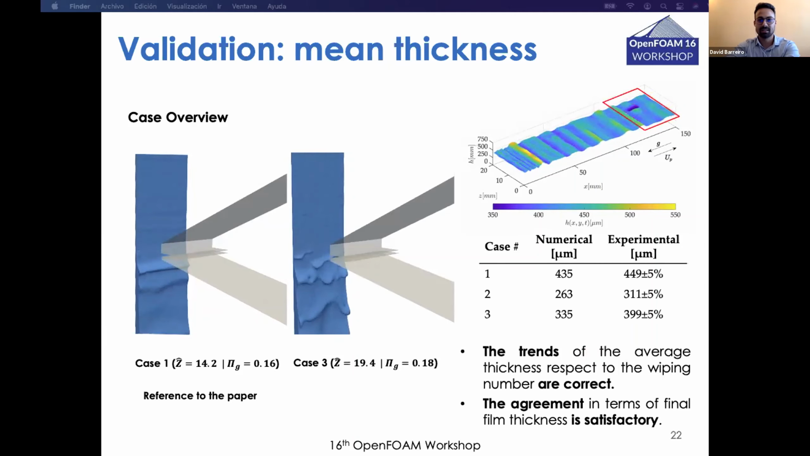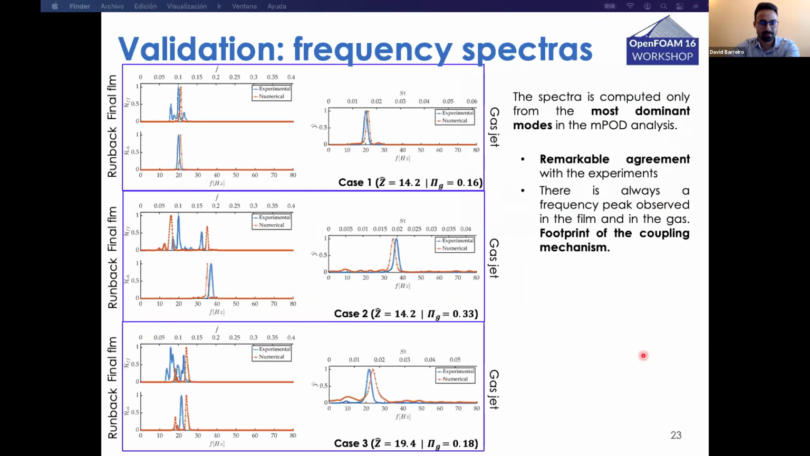The average thickness is computed in this red window near the outlet, and on this table you can see the comparison with the numerics. The trends of the thickness are correct, and the agreement between the experimental and numerical values is satisfactory. But it is true that the numerical model tends to underestimate the final thickness, but this tendency was also observed using very similar CFD simulations in the bibliography.